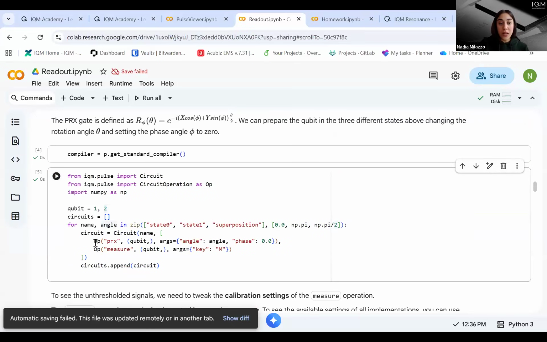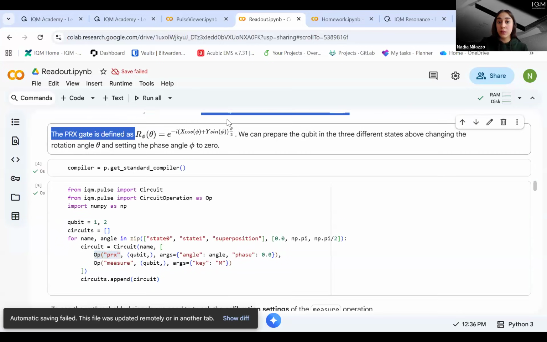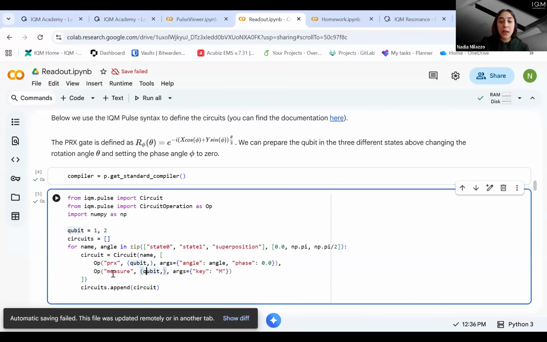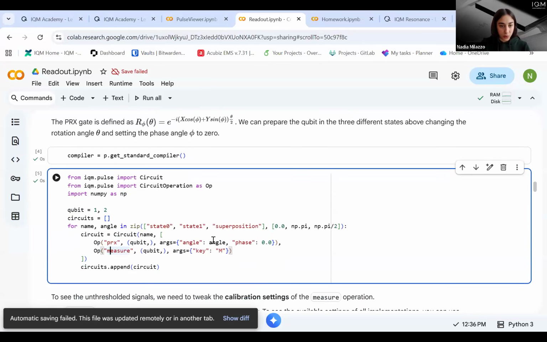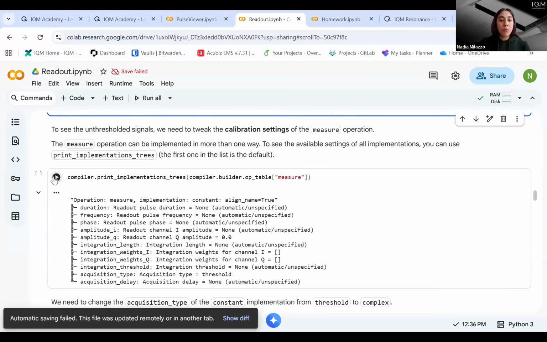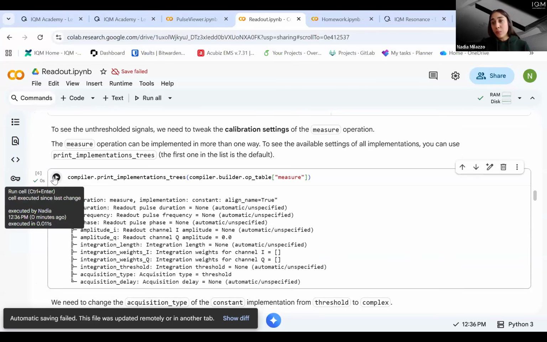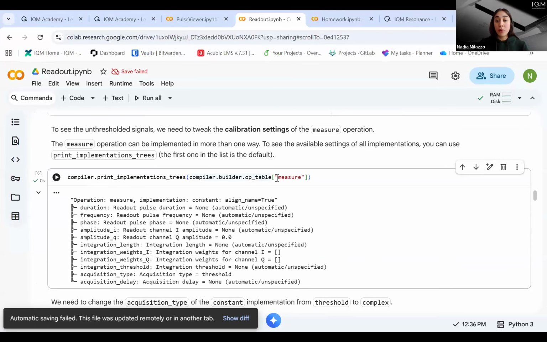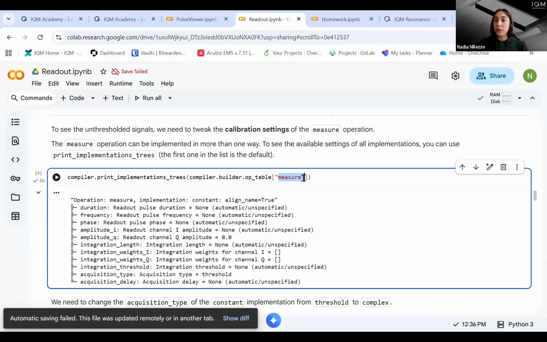Okay, perfect. So here you can see we have the operation name that is PRX, that is the gate reported in this expression here. And then we have only one other operation, that is the measurement operation, because that is what we are interested in. For this state preparation, the phase was set to 0 for all the states. Here are some more details about the calibration settings of the measurement operation. You can have this for all the operations that are available on the QPU if you are interested to have more details about it.